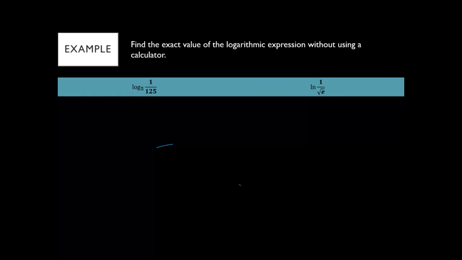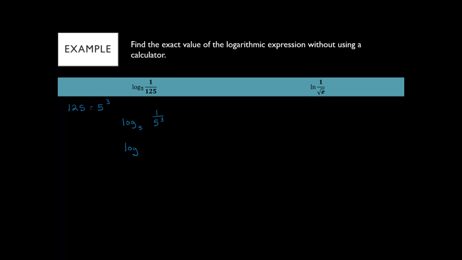So I'm going to start with 125. 125 is actually equal to 5 cubed, and you can do a prime factorization there to figure that out. So I'm going to rewrite this as log base 5 of 1 over 5 cubed. Now I'm going to use my rules of exponents, and instead of writing 1 over 5 cubed, I'm going to write it with a negative exponent. When you do that, you basically take the reciprocal and the exponent changes sign. So this becomes 5 to the negative 3.